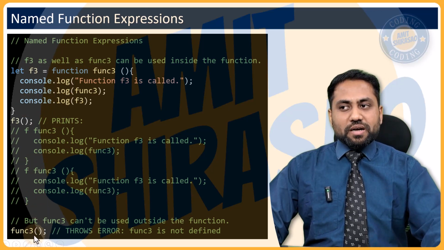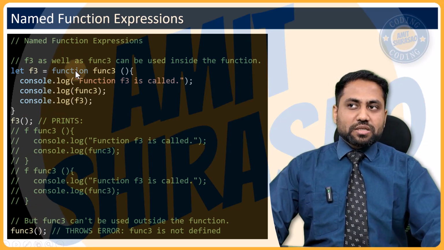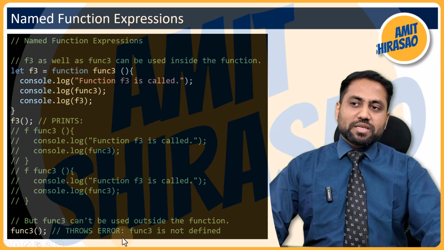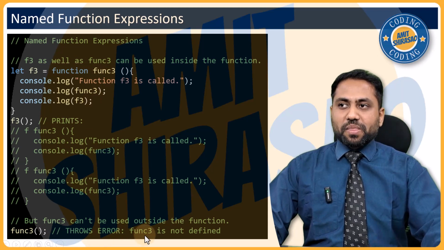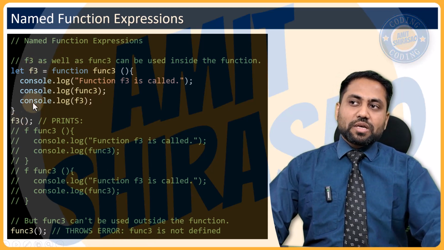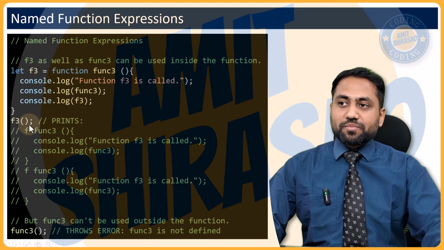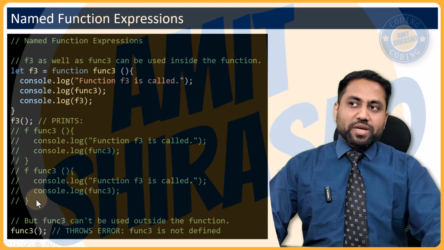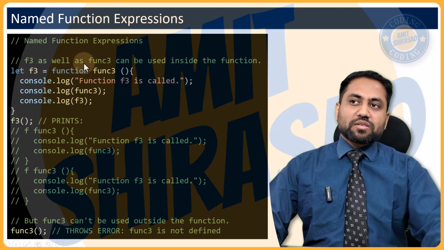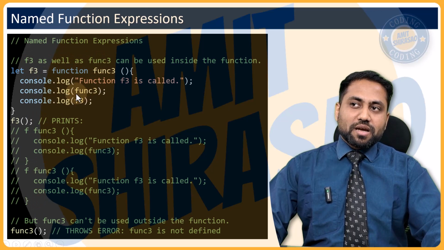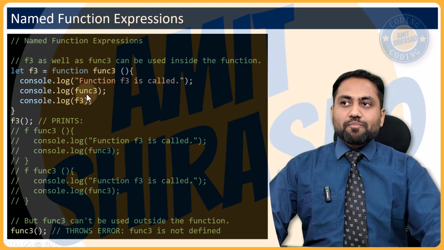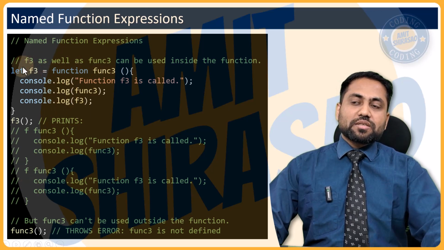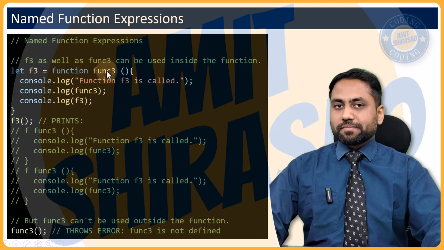But if I say func3 from outside, then func3 it doesn't know. So here you cannot call it like this. It says that func3 is not defined. But I can very easily call f3. So it understands f3, but it doesn't understand func3. That is why I've written that f3 as well as func3 can be used inside this function. So inside I can use f3 as well as func3, but from outside this function I can only use this variable name. I cannot use func3.